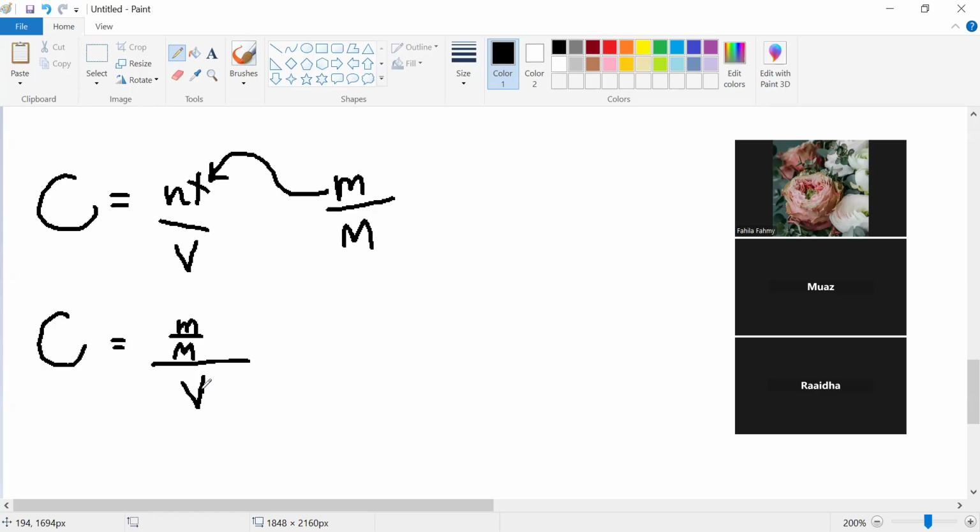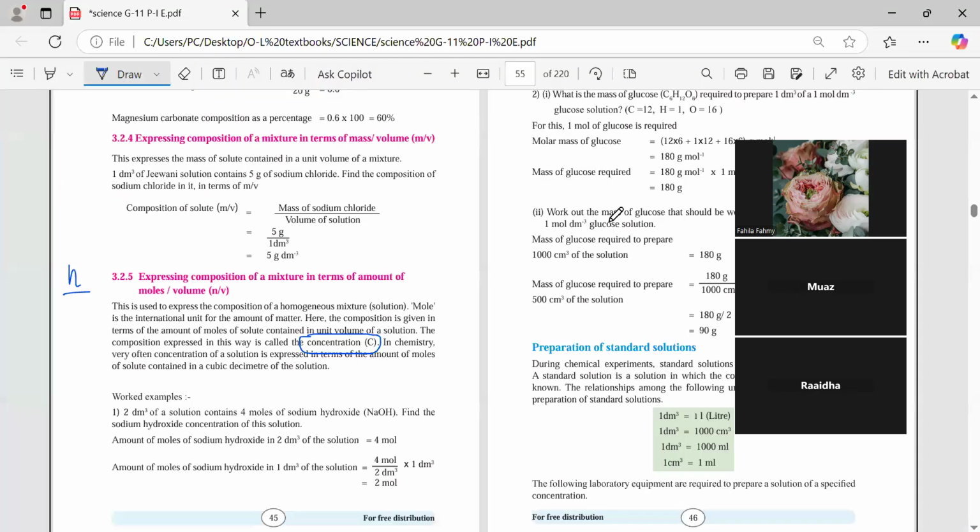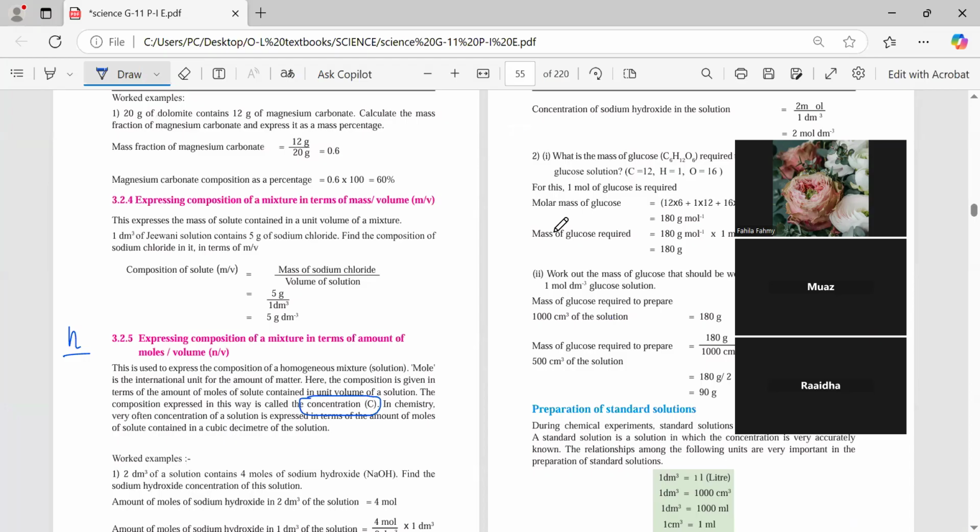Does this make sense? Yeah, miss. All right. Okay, so let's see this example. As I was telling, the next example is that.